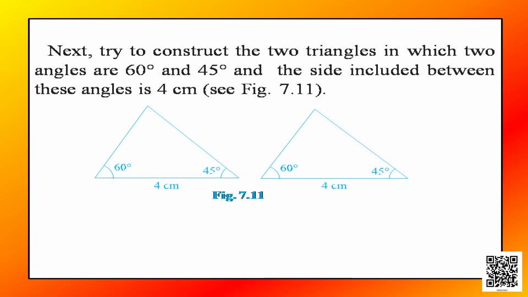next let us discuss another concept of congruency. As your book says, next try to construct two triangles in which two angles are 60 degree and 45 degree and the side included between these angles is 4 centimeter. What does it mean by included side? We have already discussed included angle. So, included side is the side which is common for two different angles. Included side is a common arm of two different angles.